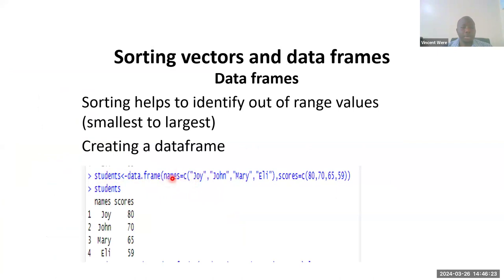Let's create names. This time you are creating a real data set, like doing manual data entry. You are creating a table using the command data.frame. The first column, you want to call it names. The second column, you want to call it scores. So just call it students, data.frame, in brackets put names and assign it to a container of Joy, John, Mary, Ellie, four people. For the second column, put a comma, call it scores, and have contents 80, 70, 65, 59. Then run that, then run students to display the result.